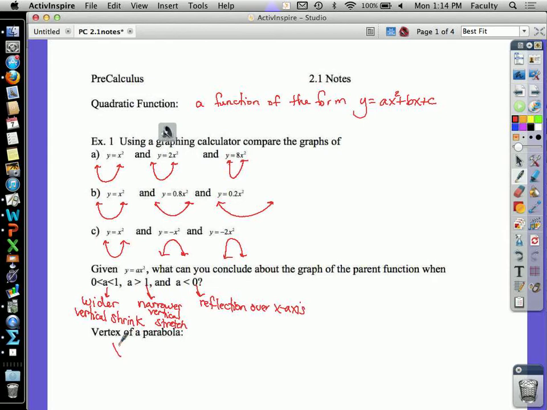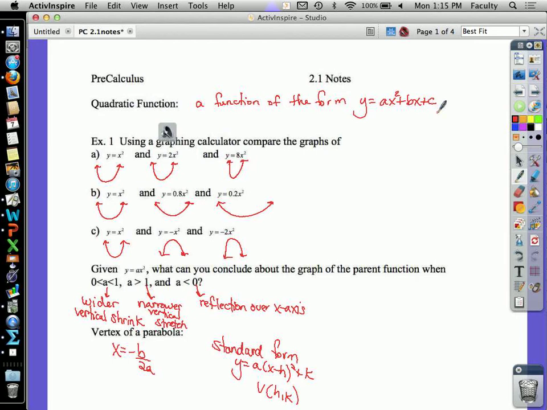The vertex of a parabola can be found by doing x equals negative b over 2a, if it's in standard form y equals a times the quantity x minus h squared plus k. You can determine the vertex by h comma k. Alright, so just a real brief review. x equals negative b over 2a is when it's in y equals ax squared plus bx plus c.